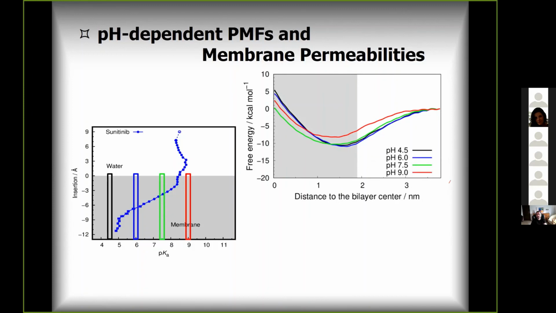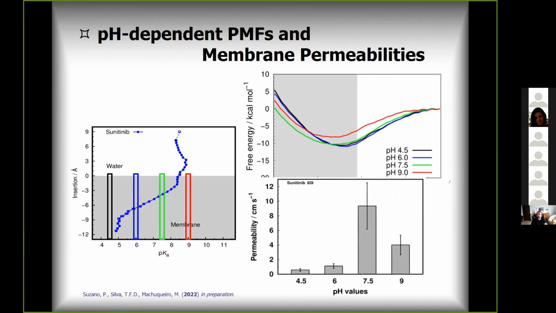We can calculate the PMF using umbrella sampling coupled with constant pH molecular dynamics. This way you can have an energy profile of the sunitinib compound crossing the membrane from water to the membrane center. So 0 corresponds to the membrane center, and 40 will be water. And with this, if we have enough sampling, we can calculate permeabilities. This is a nice chart. This is the last data that I show you.